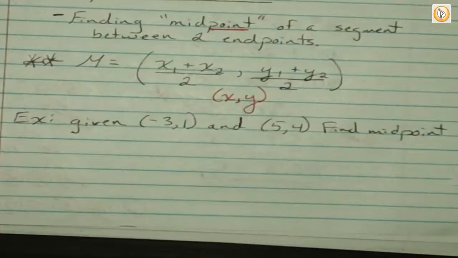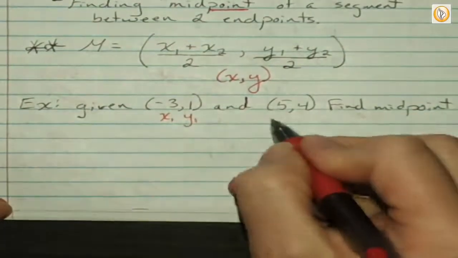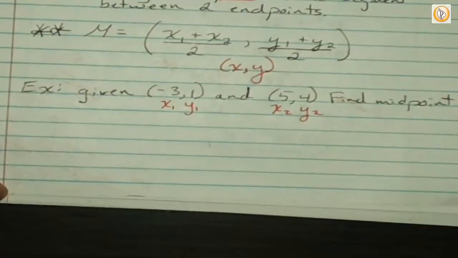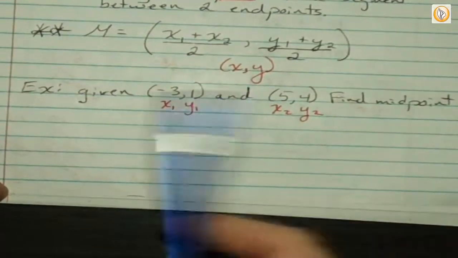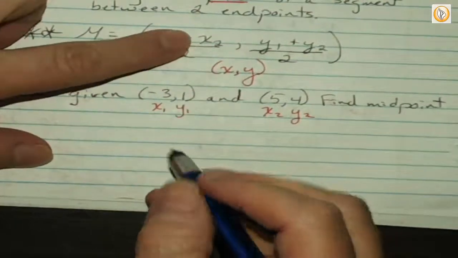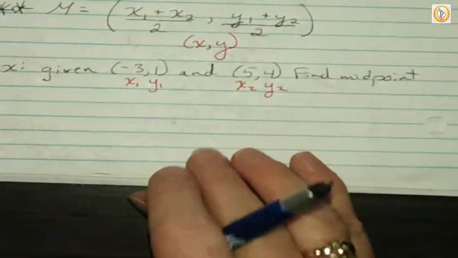All right, so let's go ahead and solve this. This is your x1 and your y1. This is x2 and y2. All right, so here's my formula. x1 plus x2. See how they're different? This is x2 and x1. Now it's x1 and x2.